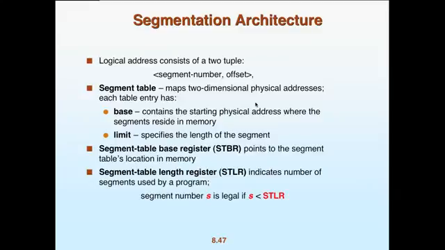So, segmentation architecture: the logical program consists of multiple tuples, pieces in terms of rows. Think of a tuple like a row: segment number, the offset number. Just like we have a page table, we can have a segment table. The segment table maps two-dimensional addresses to physical addresses, and each table entry is the same as a page table: we have a base and a limit that we're going to use. And we can still have the same concept of a translation look-aside buffer. We can have a segment table base register and a segment table length register, and we can create this look-aside buffer concept to look up segments instead of pages, essentially, in terms of the translation.